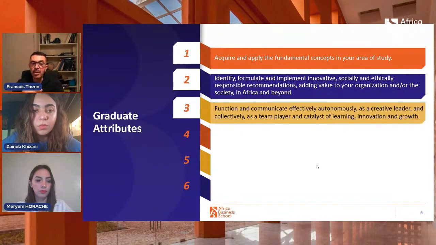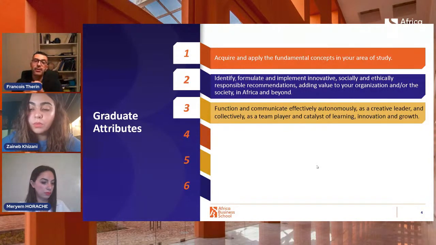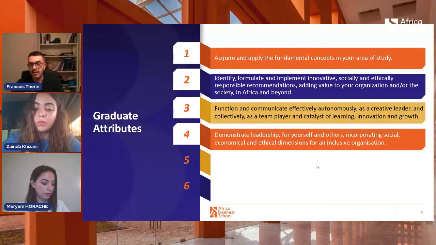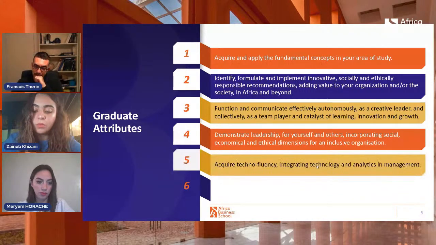The third one is on communication and the ability to be a creative leader, to communicate autonomously, be a team player, and be a catalyst of learning. The fourth one is, again, leadership for yourself, and that's what we do also through the coaching, and also obviously leadership of others, with a strong focus on being an inclusive organization and an inclusive leader. The fifth one is a very strong characteristic of Africa Business School also: the idea that you must be able to integrate technology and analytics in management, which we describe as being techno-fluent.